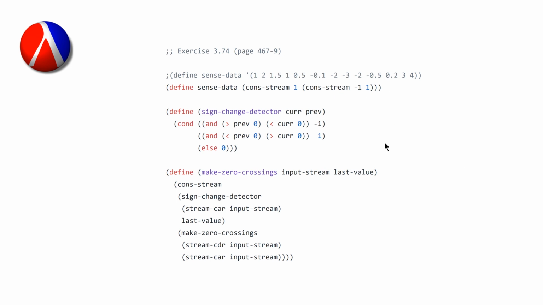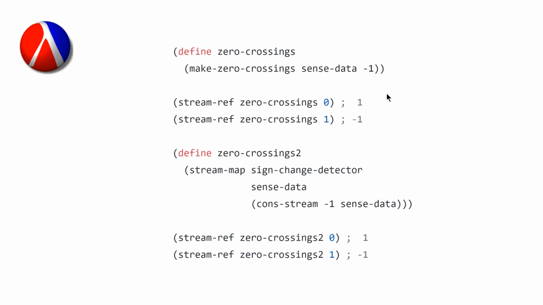And if it's the opposite of that, then we are going from a negative to a positive. We want to return 1. And if it's anything other than that, we want to return 0. And when we combine this with our make 0 crossings and we test the following, like we said, we start at -1, go to 1, which is the first value in our sense data. We're going to get a +1, and then we go from 1 to -1, which is the second value in our sense data. We're going to get a -1.